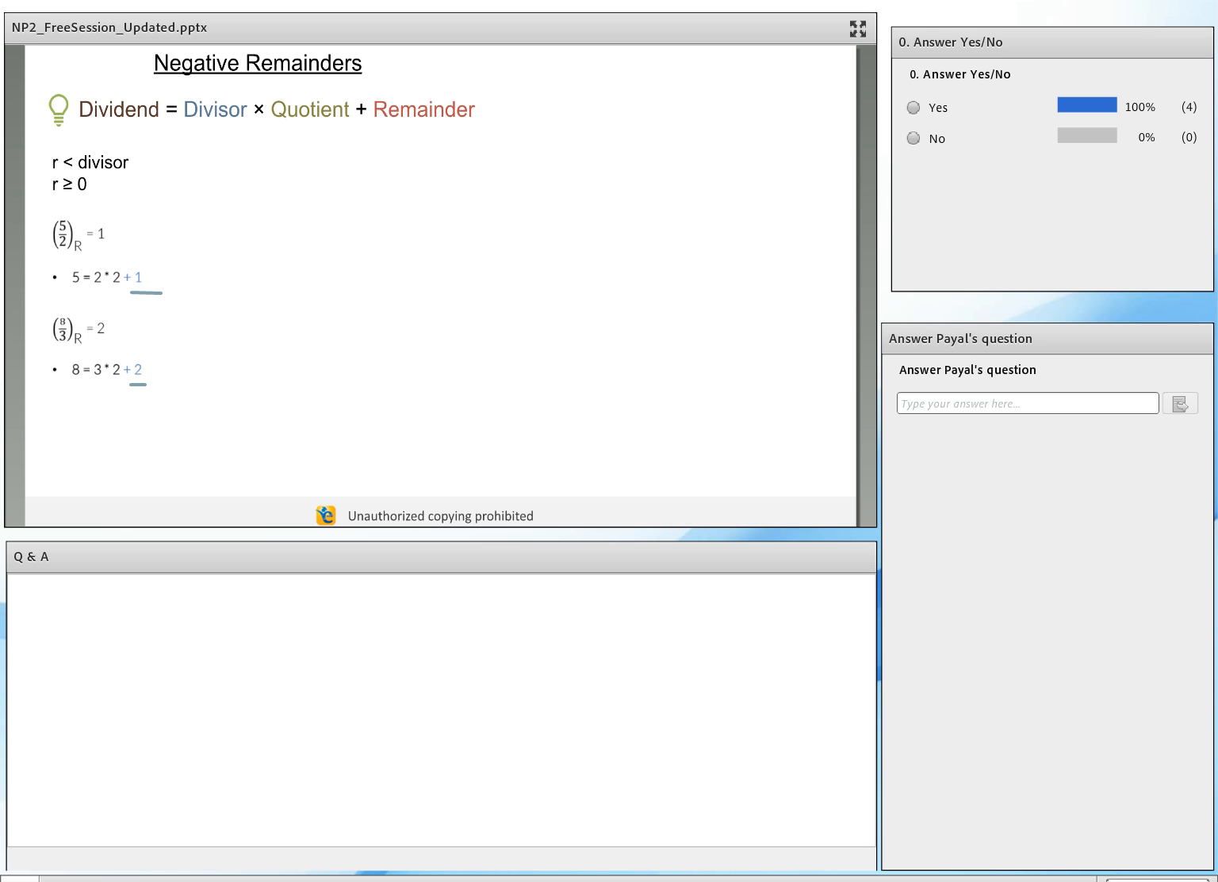But how about if instead of writing 5 as 2 times 2 plus 1, I wrote 5 as 2 times 3 minus 1. I can write 5 like this, yes? I can write 5 in this manner, right? Likewise, I can write 8 as 3 times 3, which is 9 minus 1. So here, I'm processing negative remainders, and that too specifically negative 1 as the remainder. Okay? And this is what I call negative remainders, because sometimes for ease of processing, we can utilize negative remainders.